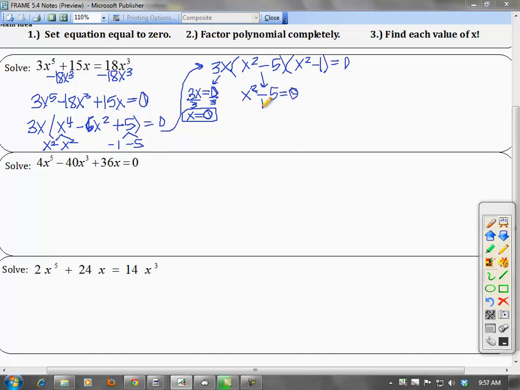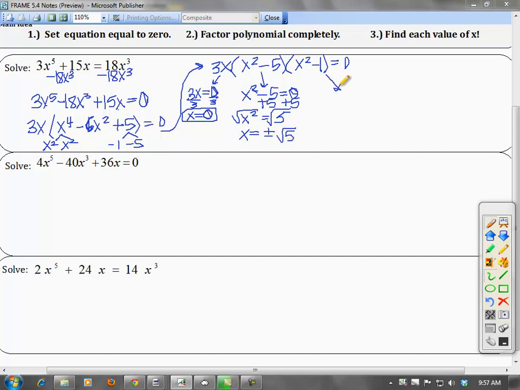All right, so I'm going to add 5 to both sides. X squared equals 5. When I square root it, coming back to chapter number 4, we always put a plus and minus. And you can't break down the square root of 5, so you leave it as plus or minus the square root of 5.